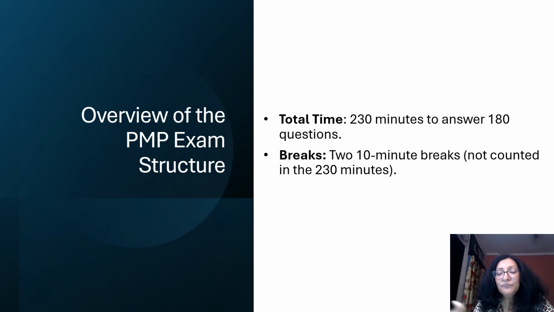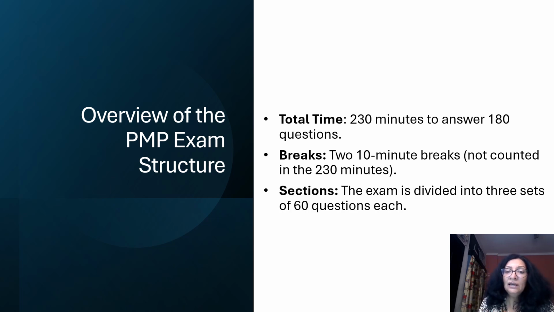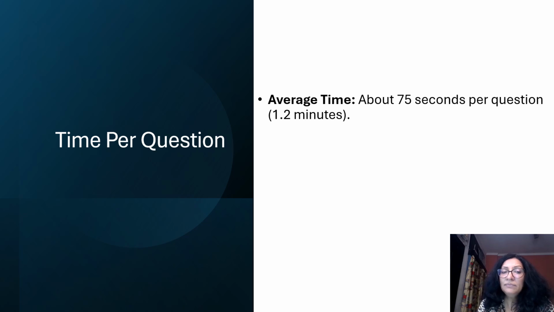10 minutes break you will get after completing 60 questions. Let's see, we have 3 sections in your exam. From question 1 to 60 there would be one section, from 61 to 120 another set of questions, and then section 3, which will have questions from 121 to 180. And you will get a break in the first and second sections. Time per question would be 75 seconds per question. That means 1.2 minutes for each question.